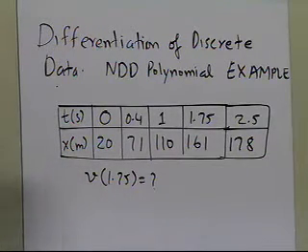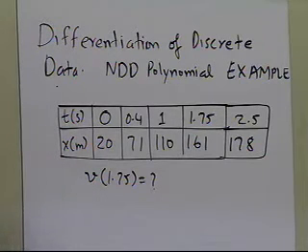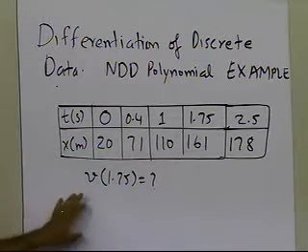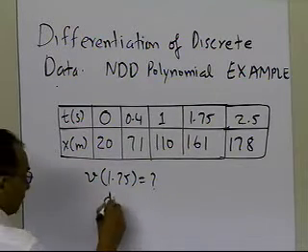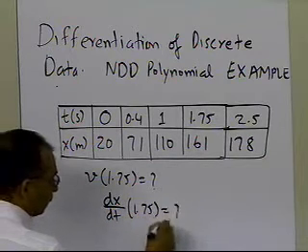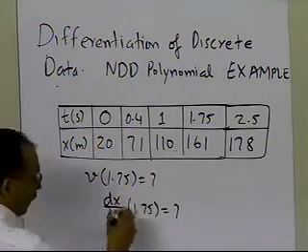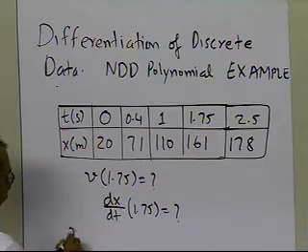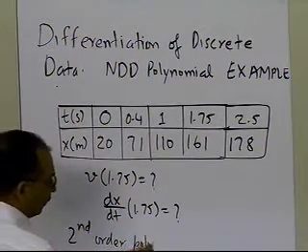If the location is given to us, the velocity is simply the derivative of the function x with respect to time. That's what we want to calculate: dx/dt at 1.75. We're going to use the Newton divided difference polynomial method to do so, and let's suppose we use a second order polynomial.